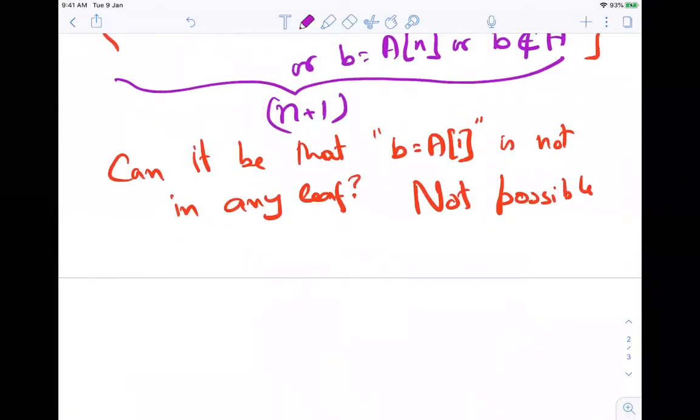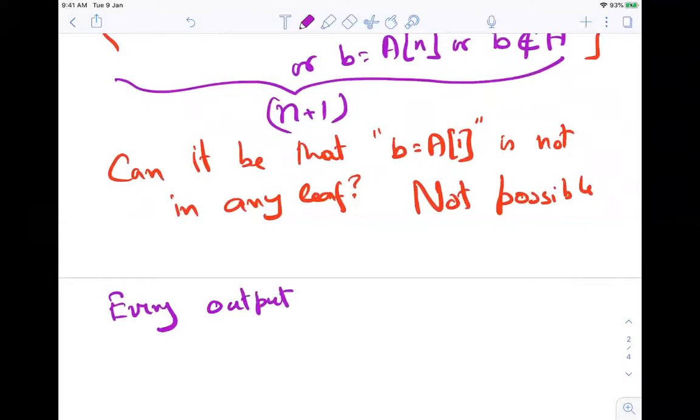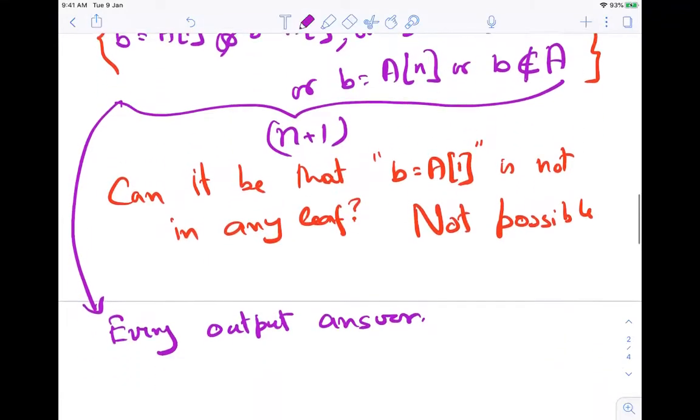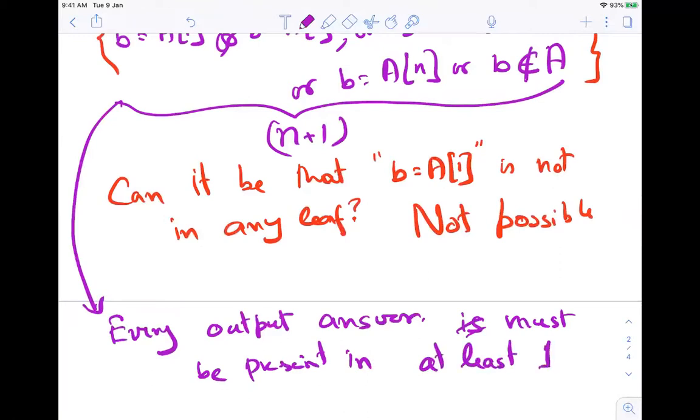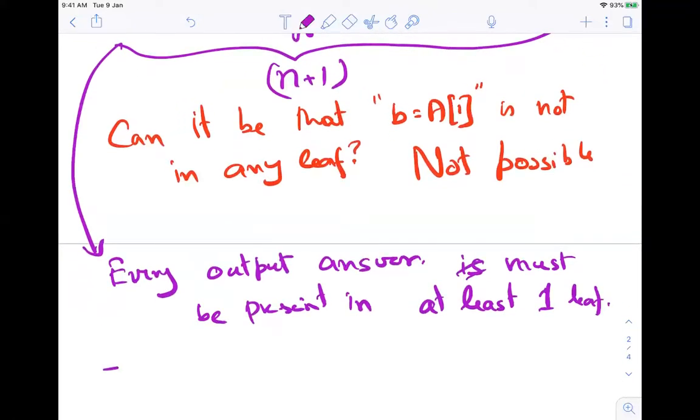So in other words, every output answer, these are the output answers, is or must be present in at least one leaf, right? So what does it mean? It means that the number of leaves must be bigger than n minus 1.